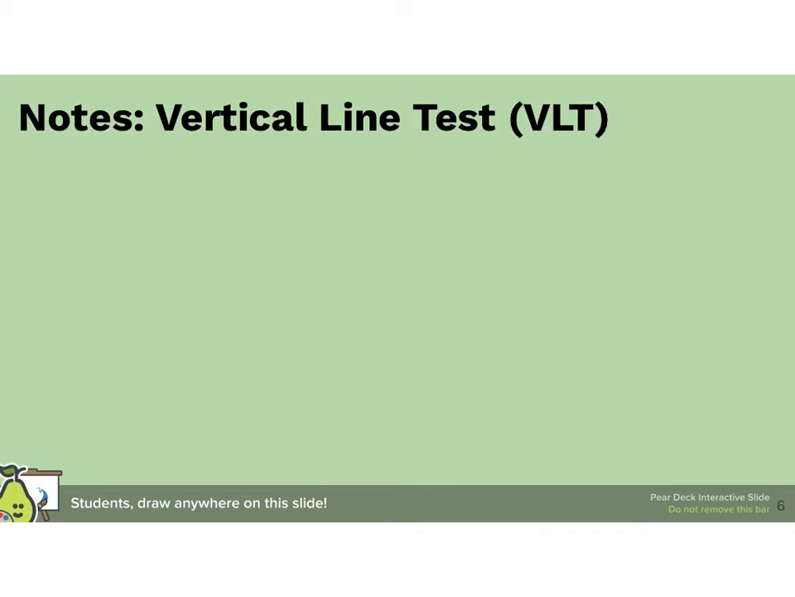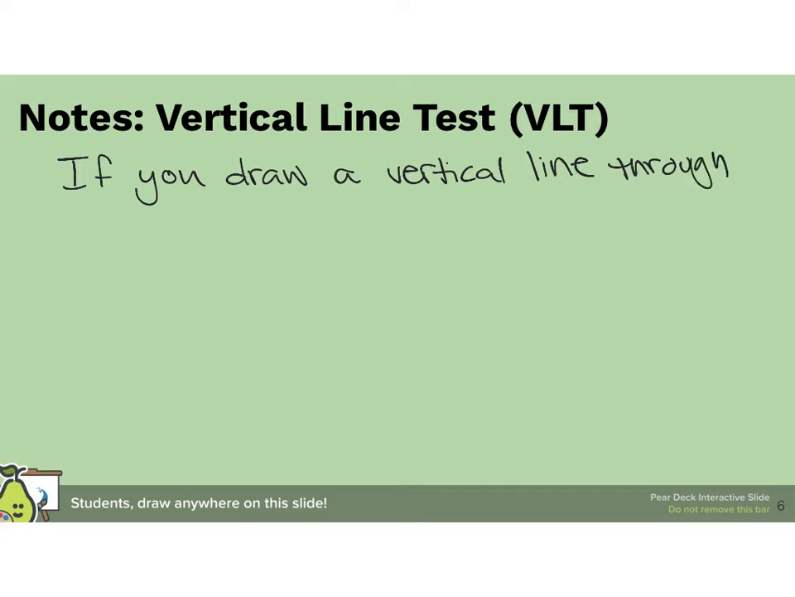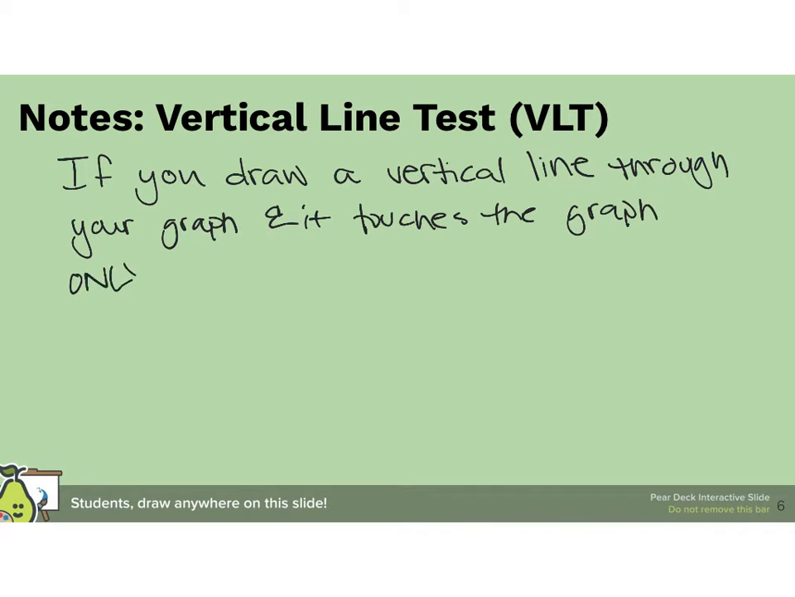Okay, so what is the vertical line test? The vertical line test says if you draw a vertical line through your graph and it touches the graph only once, it passes the vertical line test and is a function.